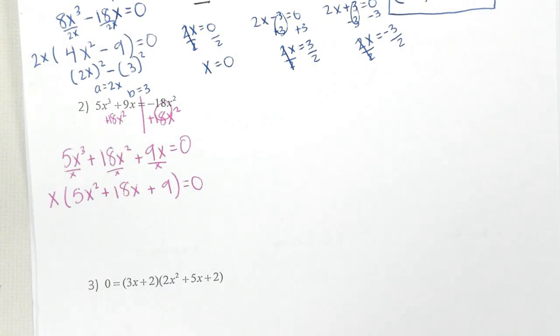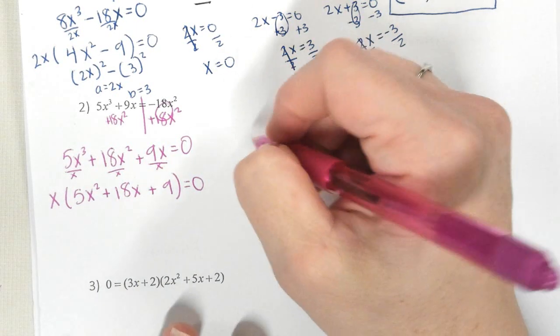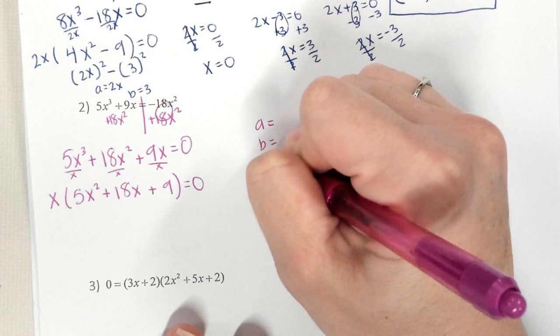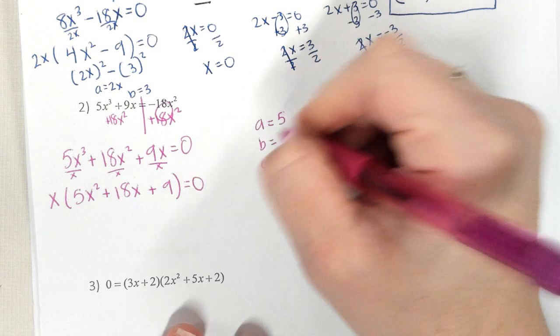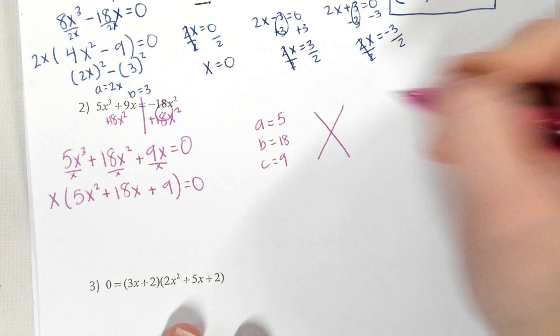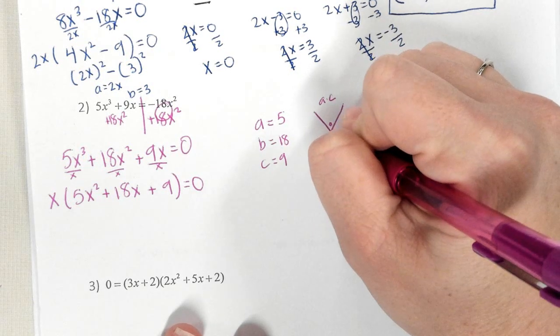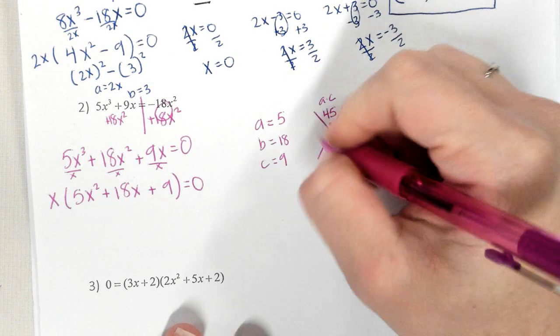How do I keep going? The x with the box, because this is now a trinomial. I have 3 terms. So I have to do the box for the inside so I can keep going. What's my A? 5. B? 18. C? 9. A times C on top, B on bottom. 45. And then B is 18.